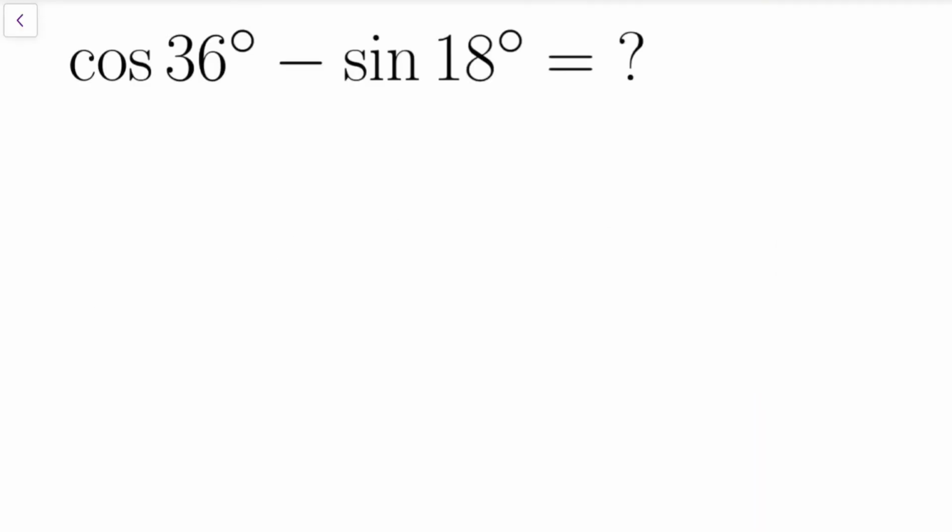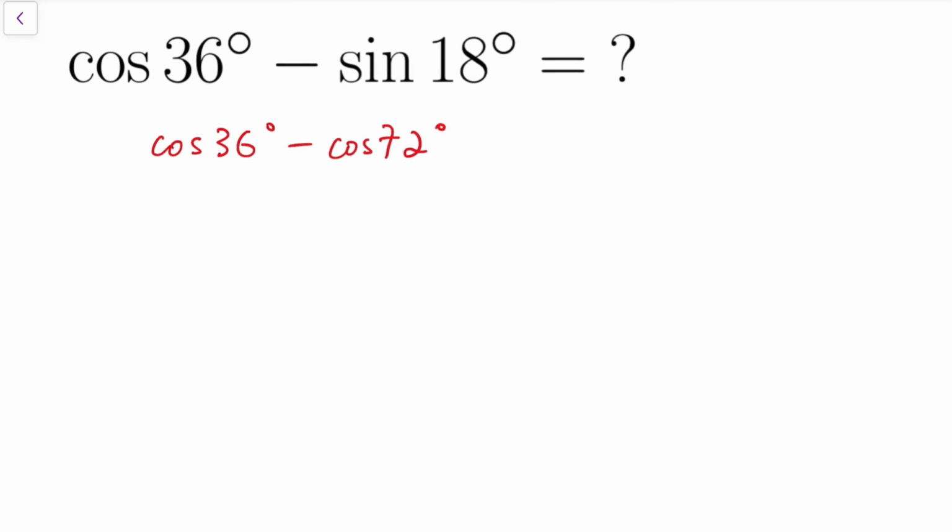I'm going to evaluate this in two ways. My first approach is to rewrite sine 18 degrees as cosine 72 degrees. This is because 18 and 72 add up to be 90, so these two angles are complementary, so I can rewrite sine as cosine.